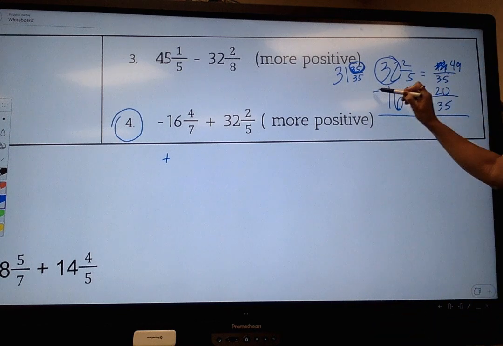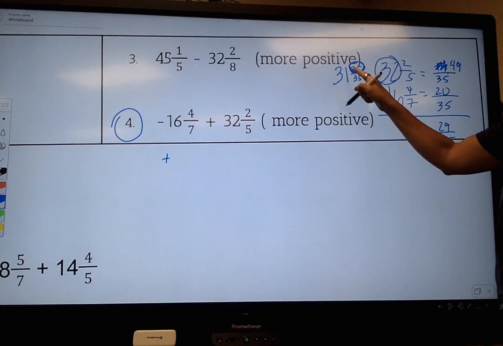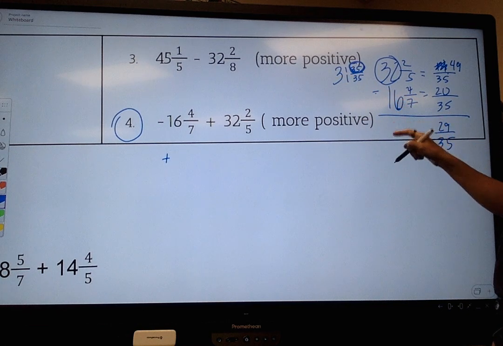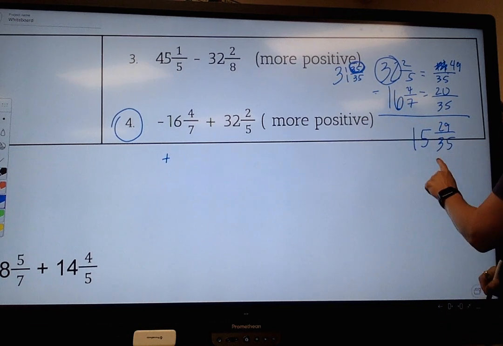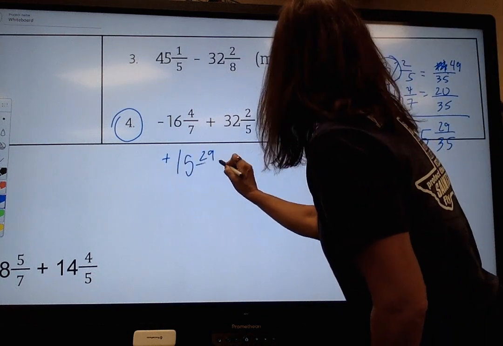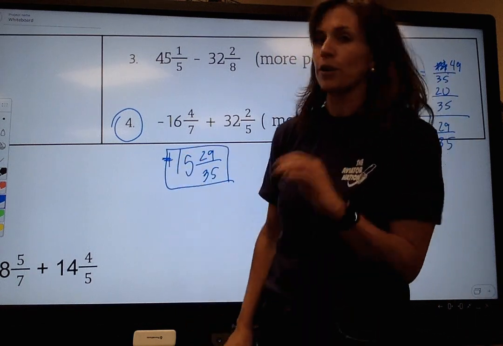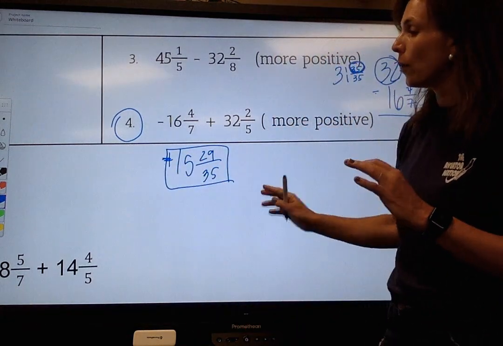So now I'm going to do 49 minus 20 is 29 over 35, and I get 31 minus 16, which is 15. I know my answer is positive, so my final answer is 15 and 29 over 35, okay? So I think you did that last year, but it's always a good reminder.